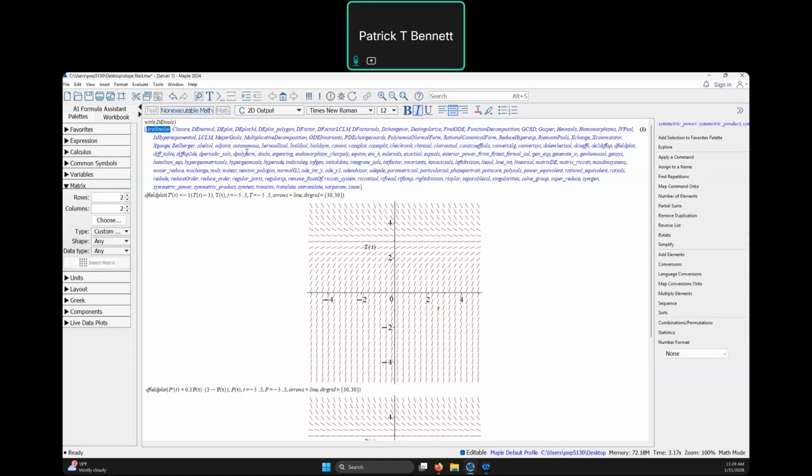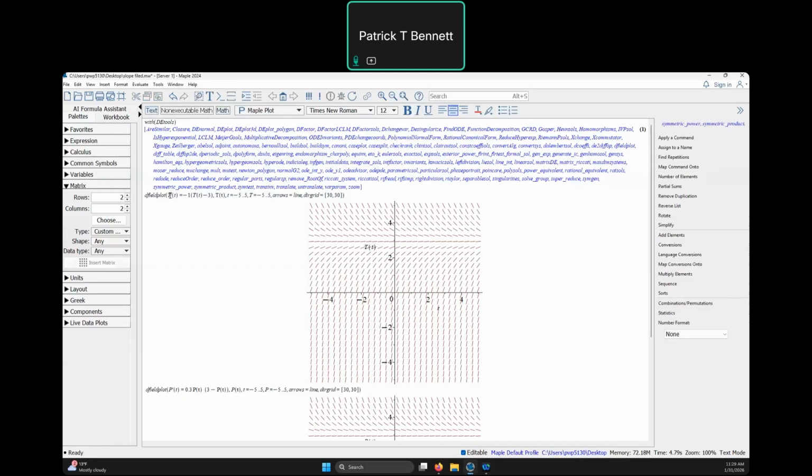In particular, all this stuff in blue is a list of new functions I can use once I declare this package. And not that this matters too much, but here's the one I'm about to use. DEplot, or dfieldplot. That's what I am about to use right down here. And this is just the command to draw a slope field.